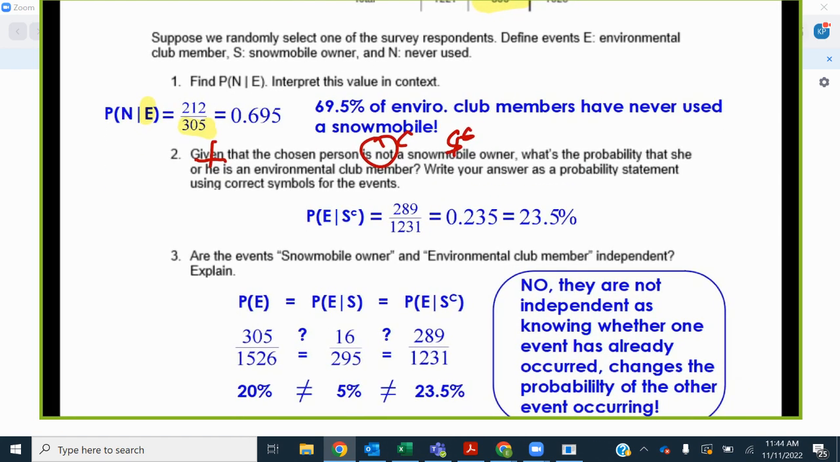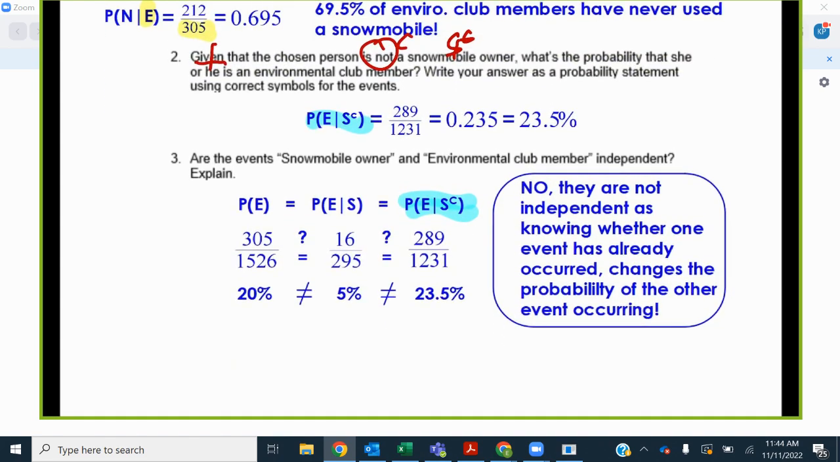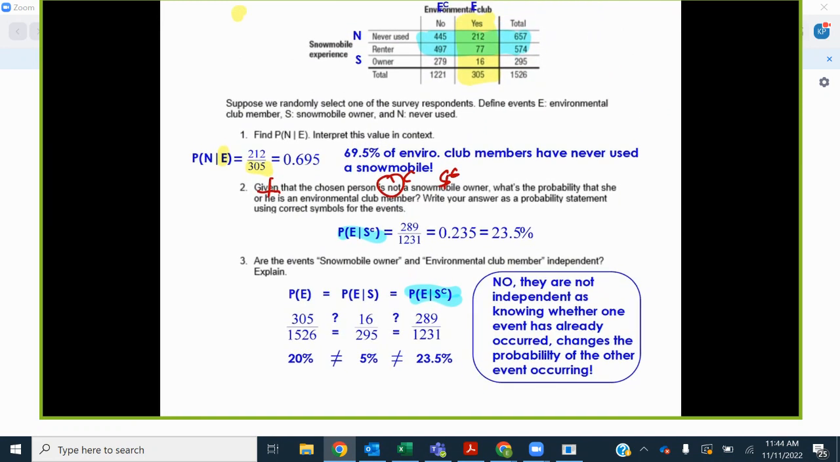Are they independent? So we just check the rule. P of E is P of E given S is P of E given S complement, and you could have done S and then S given E and then S given not E as well. That would have worked, but we already calculated this one. So that was the best one to use. Just try to be smart about it and use something you've already done so that you don't do too much work. Especially for the AP exams, they'll want you to use something you've calculated already.